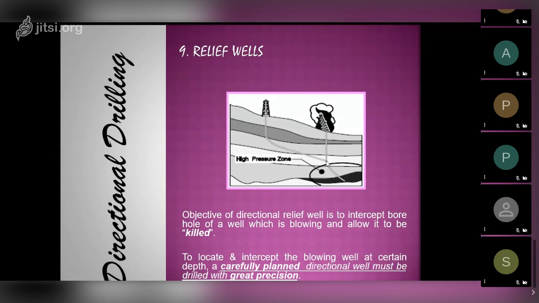Why hit this well? Whatever pressure is going here, we don't have any tap here to close. So what we do is, a perfect well plan is done, and then on the field we have to drill a very perfect well that will go and hit this well, and then we start taking pressure in this well.